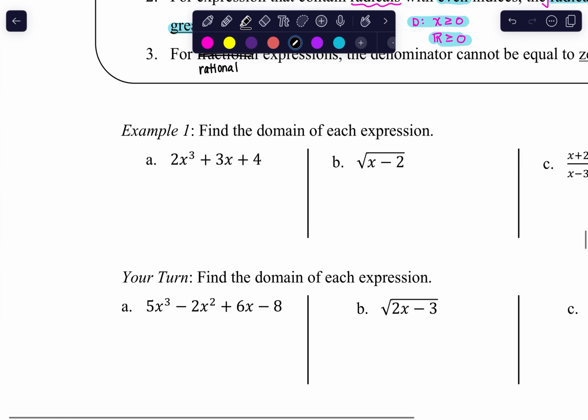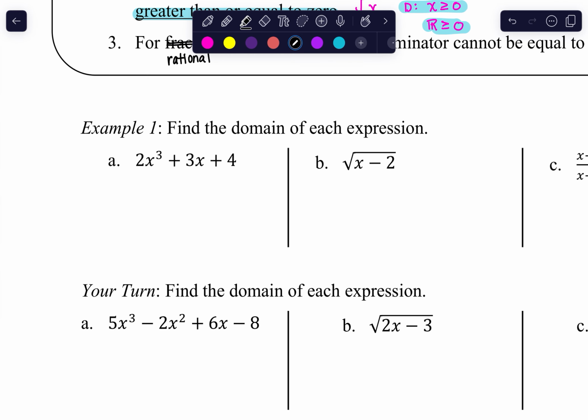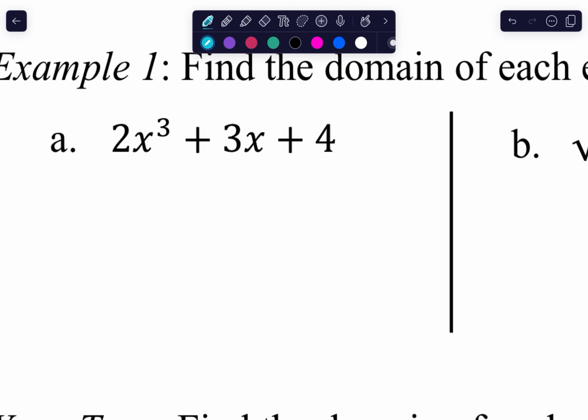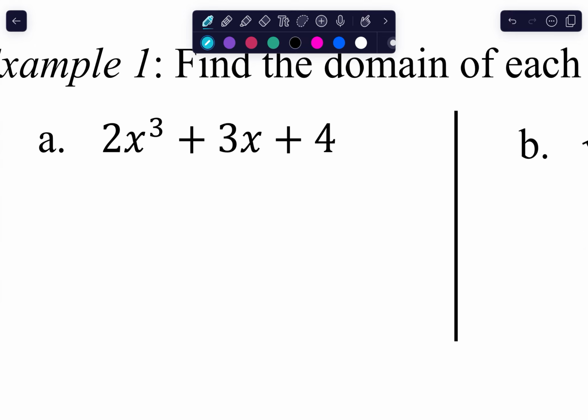So our first example, we are just going to find the domain of each of these expressions. For the first one, ask yourself, what type of expression is this? Is it any of those 3 we talked about? And the first answer is yes. It is a polynomial. So since it is a polynomial, my domain is all real numbers. Or you can write out all real numbers.